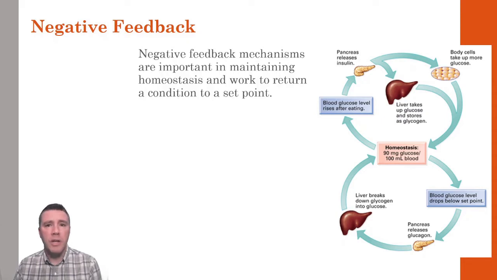If blood glucose levels drop below the set point, perhaps because it's been a while since your last meal, the pancreas responds by releasing glucagon. That hormone triggers the liver to release into the blood some of the glucose it has stored. Again, the initial stimulus led to a response that works to counteract it.